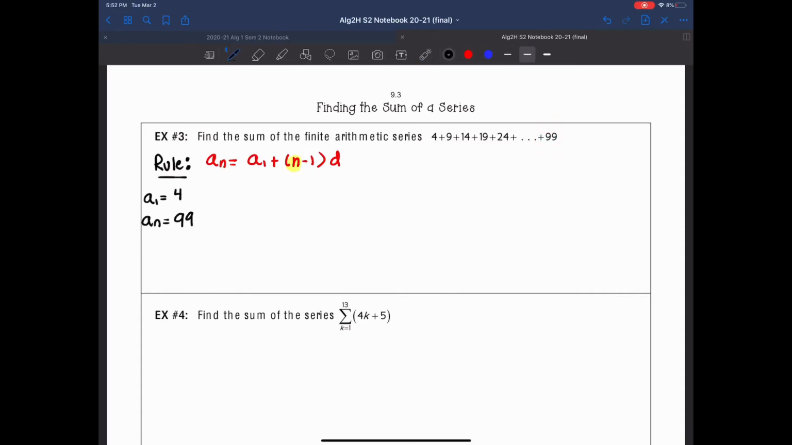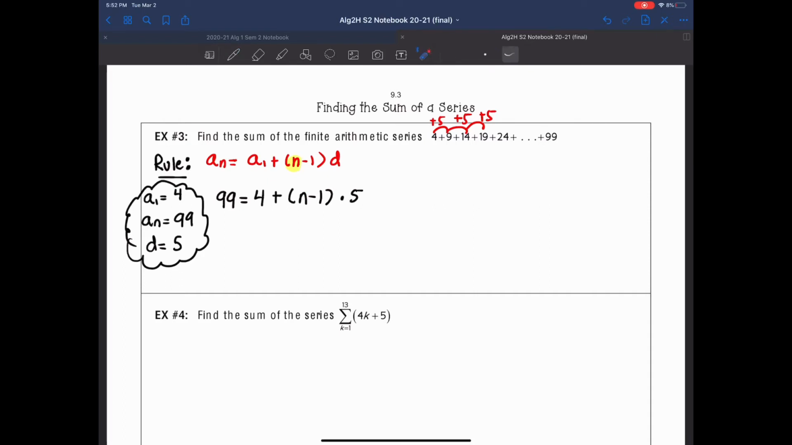I also can figure out what the common difference is simply by seeing what I have to add to each number. To get from 4 to 9, I'm adding 5. To get from 9 to 14, I'm adding 5. And we know since this is an arithmetic series, each time we're going to be adding 5. The common difference d is equal to 5. So now I'm going to plug these into the rule and solve for n. Instead of a sub n, I'm going to put 99 is equal to a sub 1, or in our case 4, plus n minus 1 times the common difference, which we know is 5.